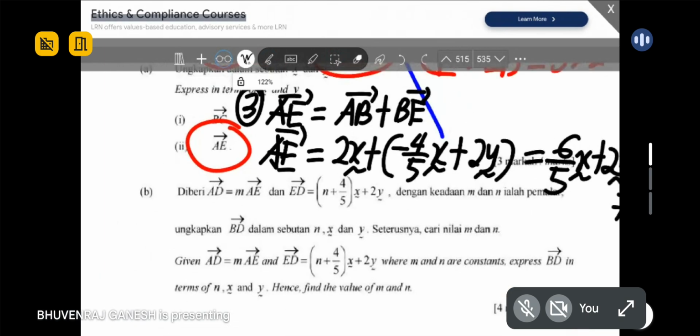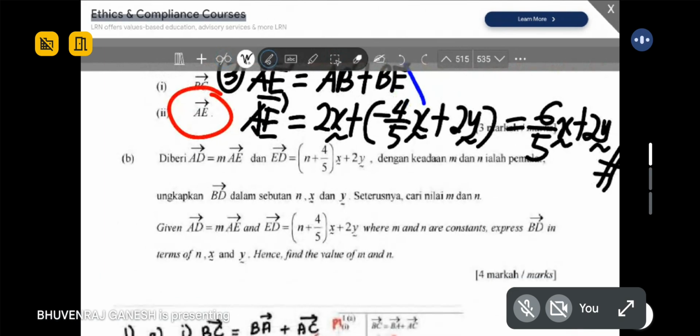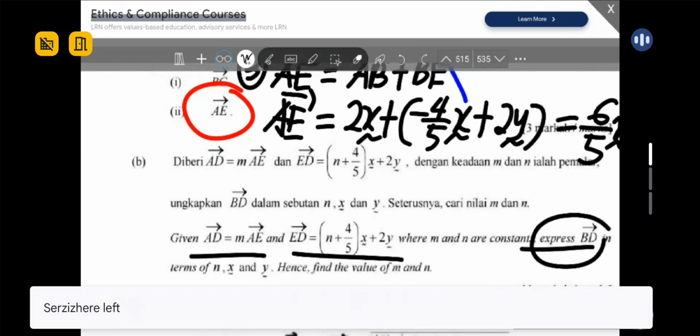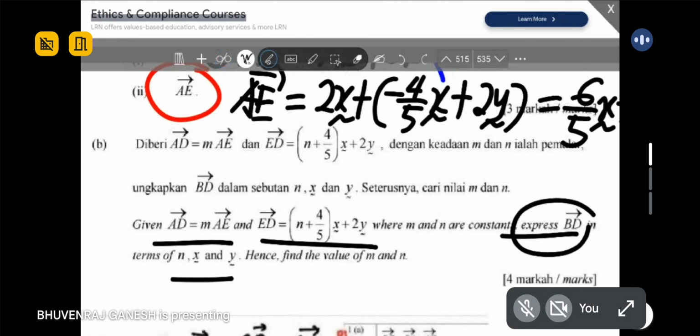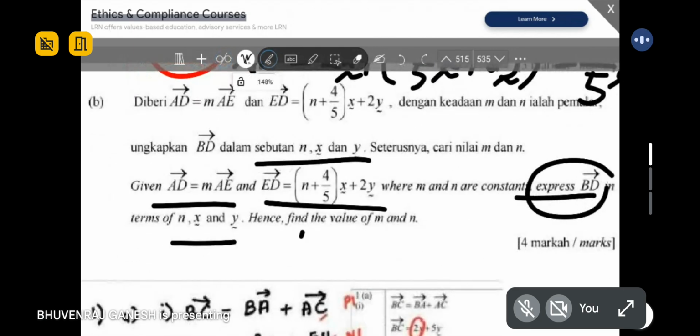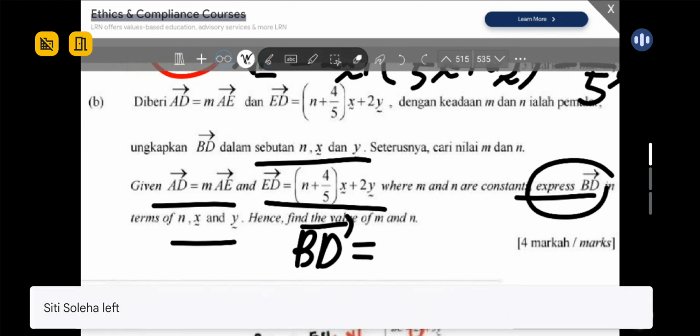All right, so now we see question B. Okay, so for question B, you have these two info. So they ask you to express BD in terms of x and y. Okay, so how are we going to express BD? So the combination is BD equal to, can you guys think? What is the combination over here?